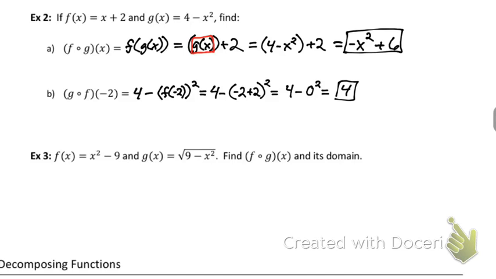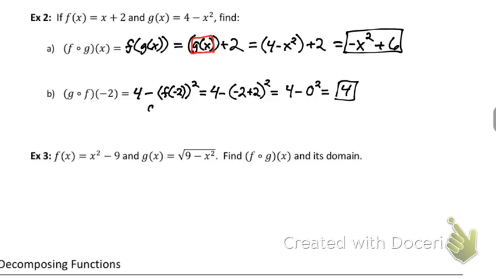The other way you can do this is you can plug this negative 2 in for your f, and then take that value and plug it in for your g. All right, so there's another way to do this.